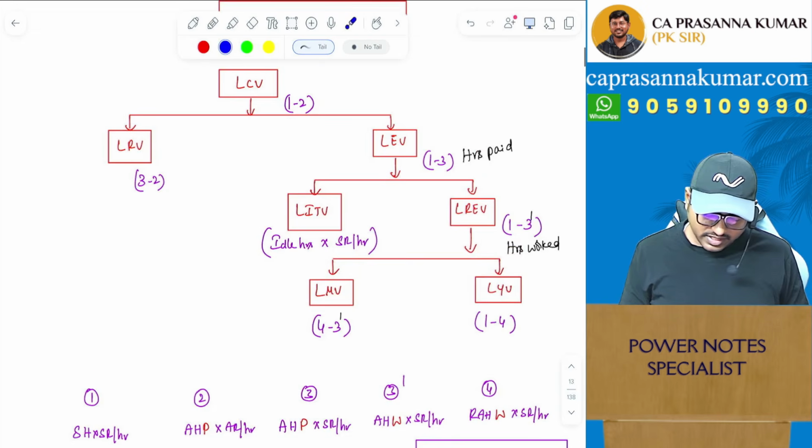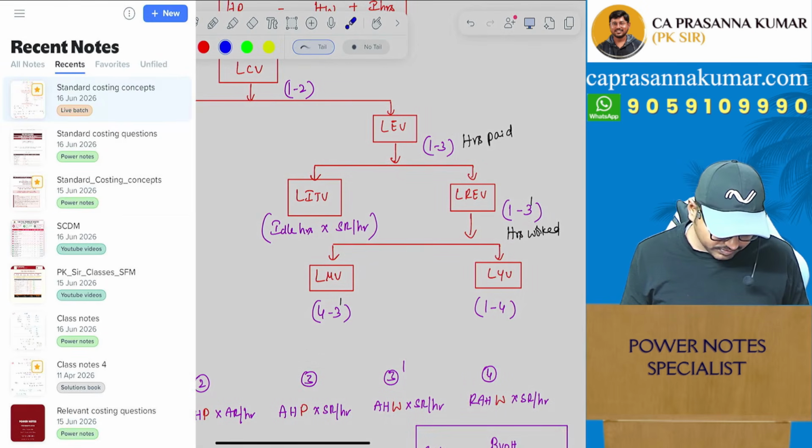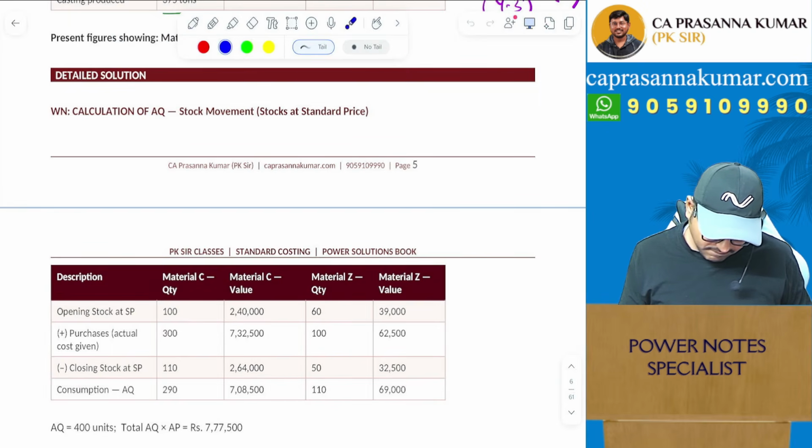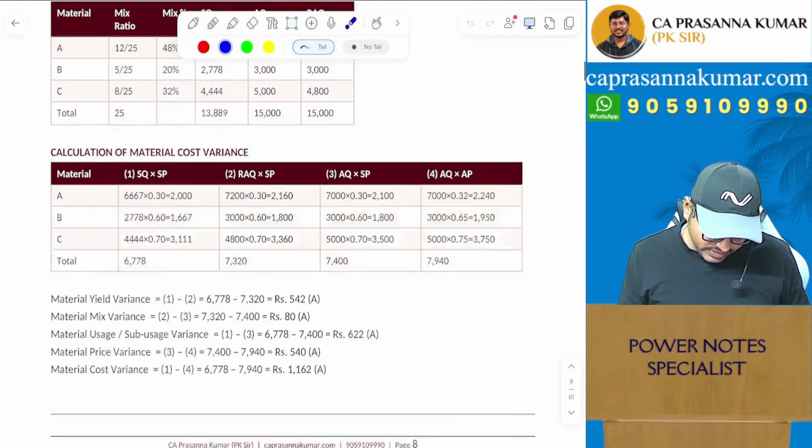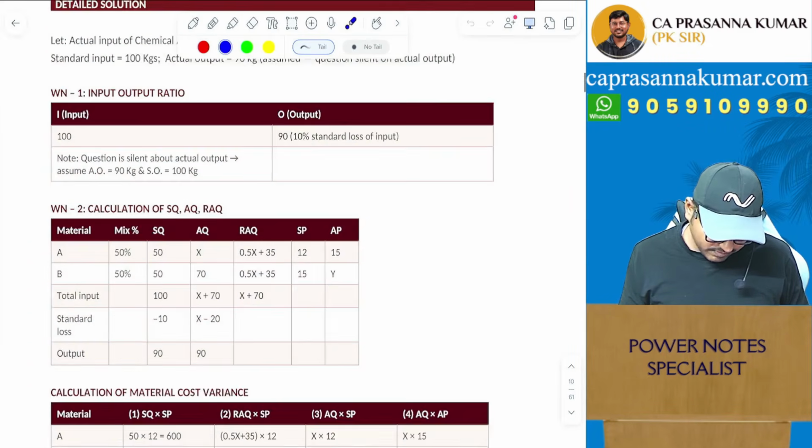Overhead variances we'll see later. Right now let's go and solve sums, the labor based questions.